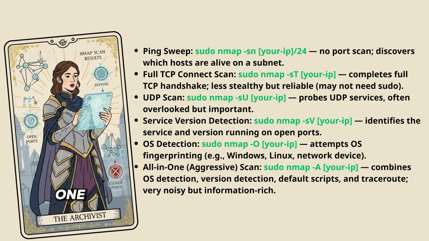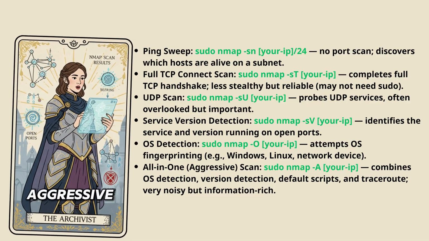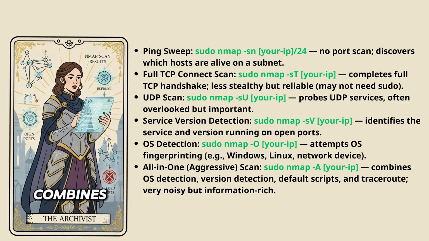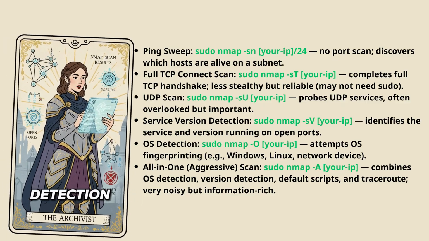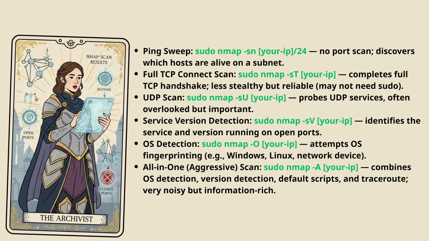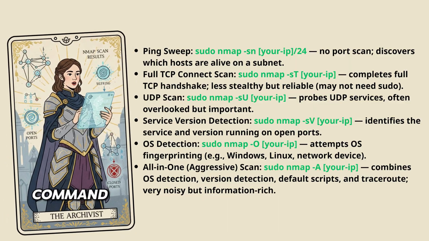Finally, the all-in-one scan. sudo nmap -A your IP. The -A flag stands for aggressive. This is the all-in-one button. It combines OS detection, -O, version detection, -sV, script scanning, -sC, and a traceroute. It's very noisy, but it gives you a ton of information with one command.